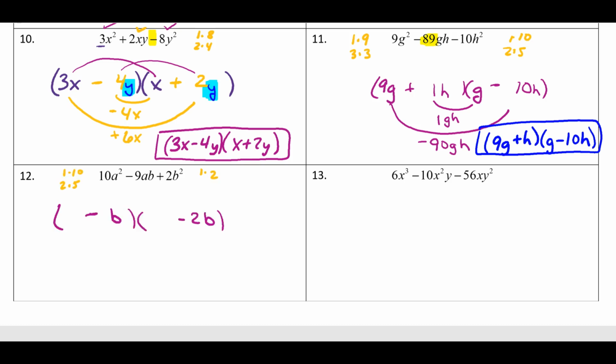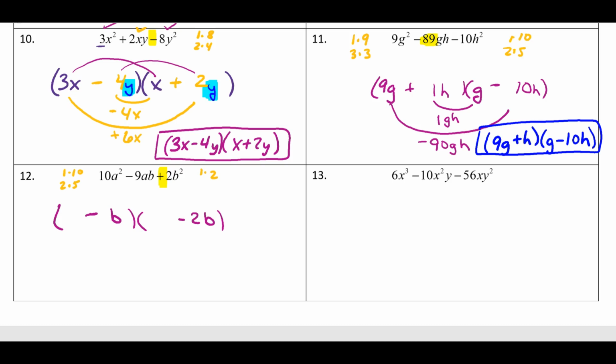Okay, so on number 12, there are two things I know for sure. I know that my signs are both going to be negative, and I know for sure that I'm going to use 1b and 2b. So notice I've put those in first because those can't change. Those are the only factors I have. So now I'm going to pick between 2 and 5.